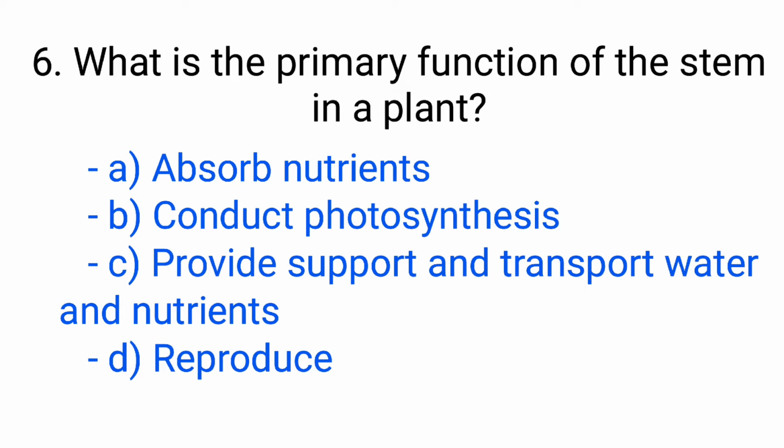Question number 6. What is the primary function of the stem in a plant? Option A. Absorb nutrients. B. Conduct photosynthesis. C. Provide support and transport water and nutrients. D. Reproduce. The correct answer is option C. Provide support and transport water and nutrients.